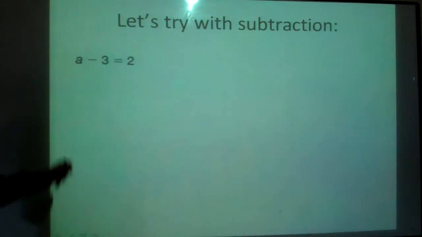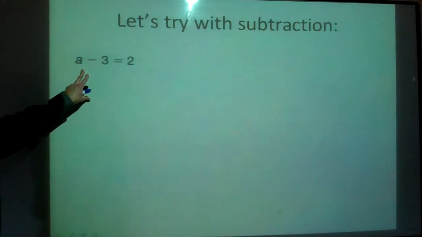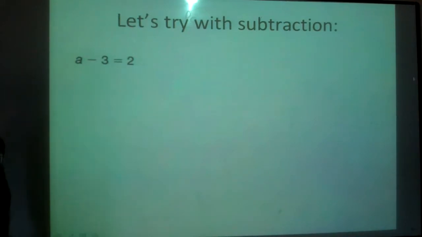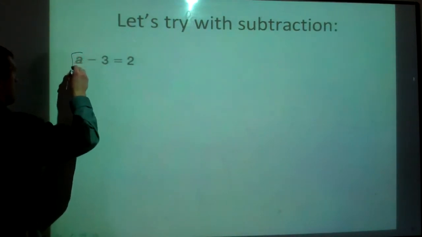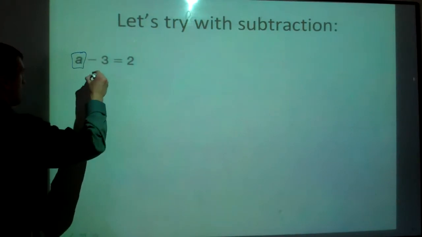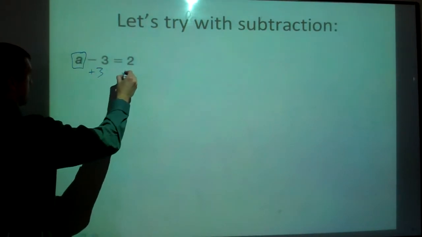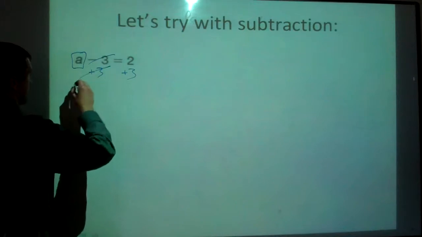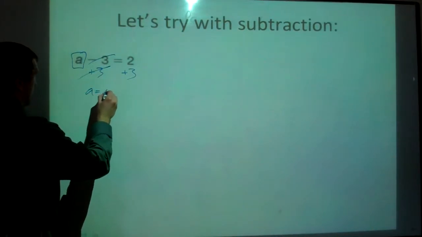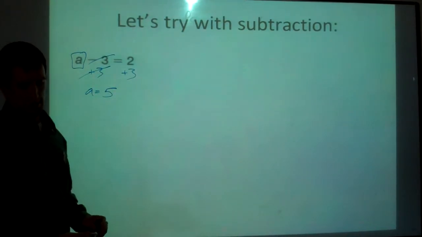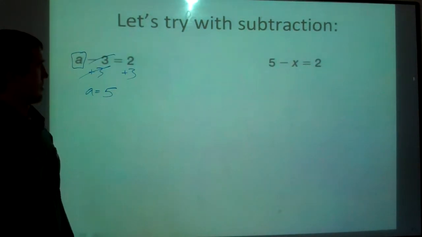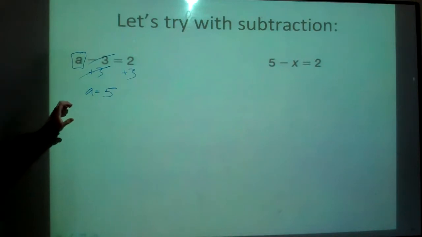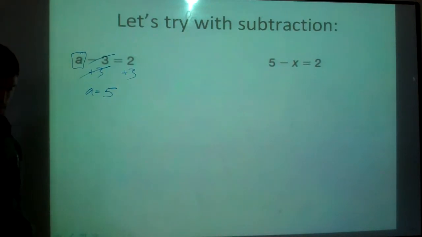Subtraction. Students know that 5 minus 3 should give us 2. If we're going to go along the lines of inverses, we're going to do the opposite of what's happening here. We are subtracting a 3, so we're going to add 3 to both sides. Those will cancel, and we get A equals 5. Okay? Our next one, we have to pay attention now, because it's a little different than this side.